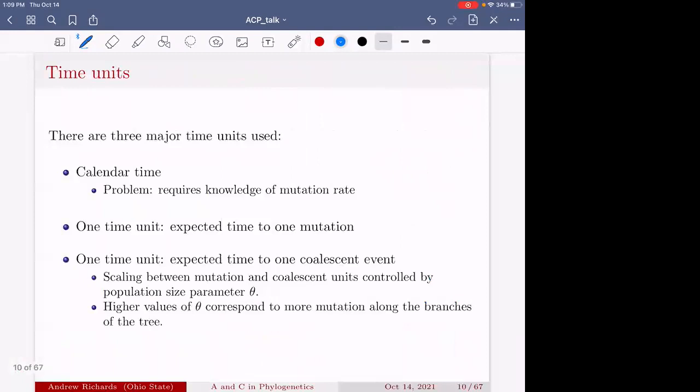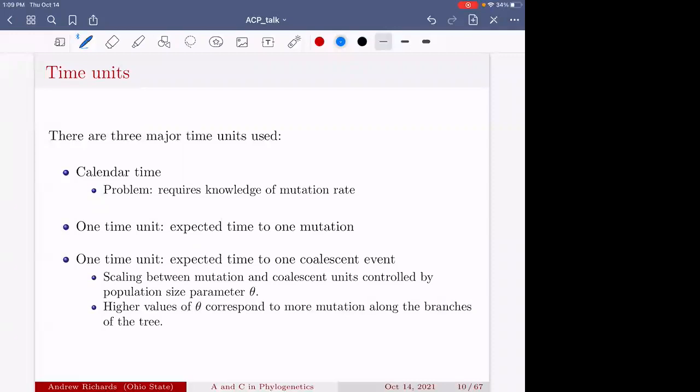Another note: in phylogenetics, we always have this concern of identifiability, in the sense that without knowing the mutation rate, it's hard to do inference on time. And so there are three major time units that we use. One is calendar time. The problem there is that without knowledge of the mutation rate, you can't really do inference on the distance between species in calendar years.